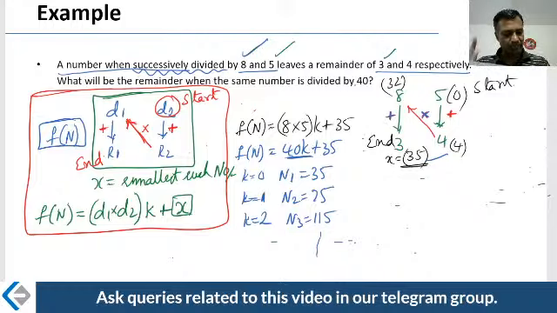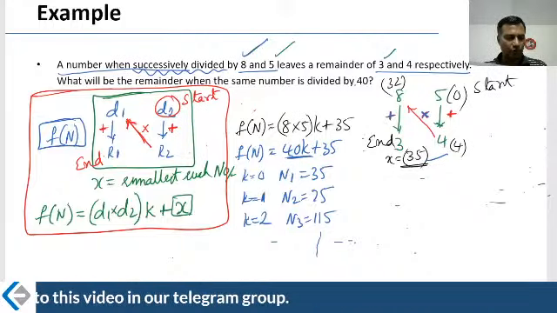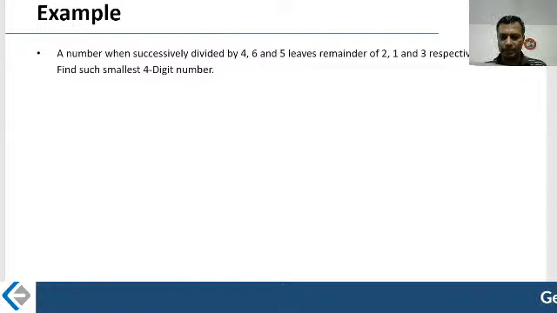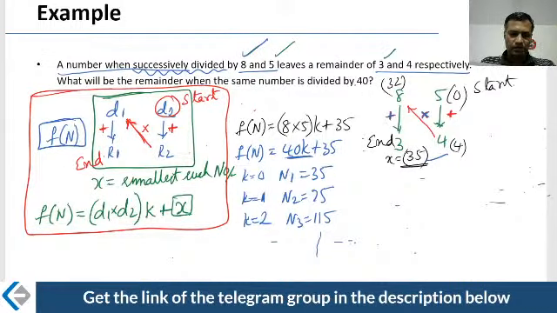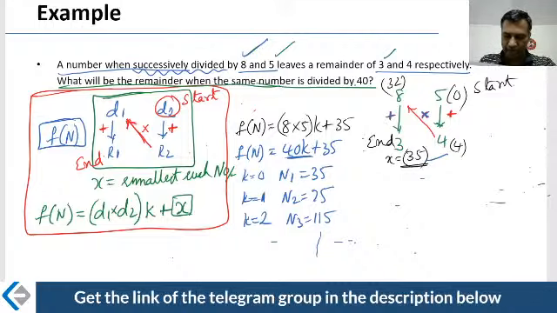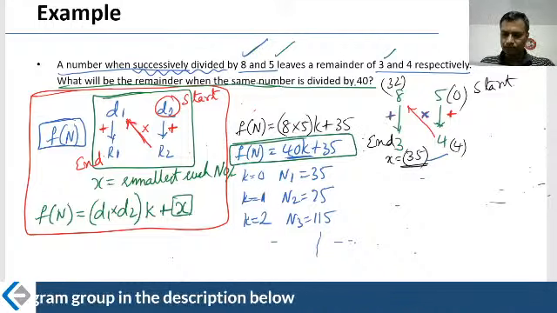I'll do one more example just to illustrate this point and get a clear hang of it. Okay, let's go to this question. What's the answer to this question, by the way? What will be the remainder when the same number is divided by 40? What is the number here? I have to write this.